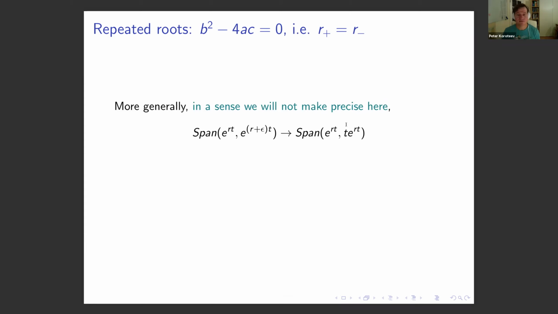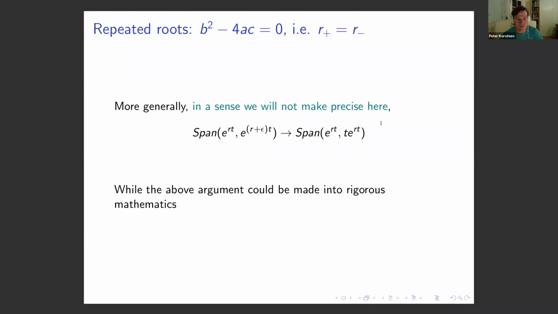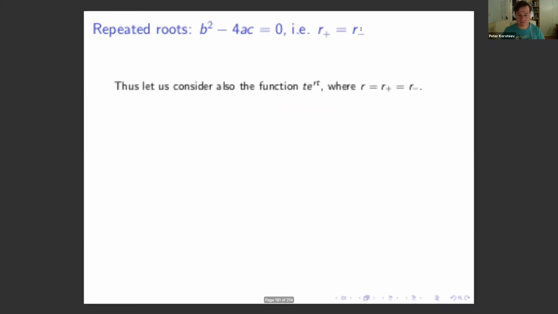More generally, in a sense, we will set up a map from the span of these two vectors into the span of these two vectors, which is not going to be precise at this moment. While this above argument could be made into rigorous mathematics, it's much easier to just check, right? So you can simply check that these two functions are indeed solutions of this equation, in case when the roots of the auxiliary polynomial are coincident.